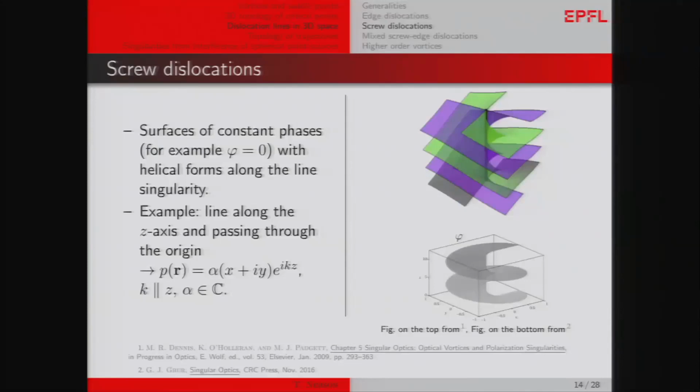And how to do it simply with a paraxial wave is having a line dislocation that is parallel to the z-axis, so to the direction of the propagation. So here again, you have a constant phase. This is just the surface of equiphase, and you see that it is doing some helical forms along the singularity.